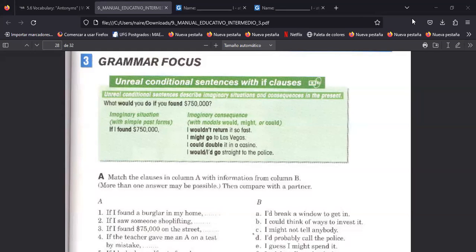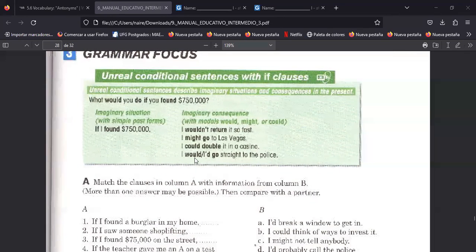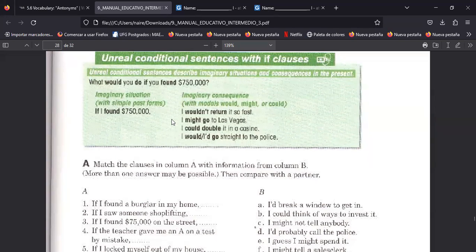We're gonna be talking about some questions, some real situations, or maybe some situations that may happen, or not. Look at this. Conditional sentences describe imaginary situations and consequences. So what would you do if you found $750,000? That was the question. This is our imaginary situation with a simple past form. If I found $750,000, what could be our imaginary consequence? You can use modals like would, might, or could, in order to show a probability.